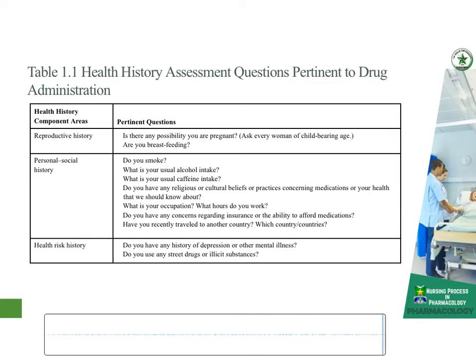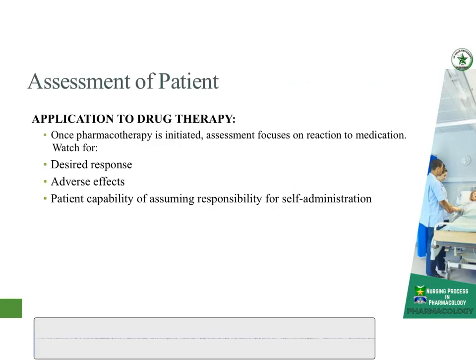Okay, so ang pag-identify sa ato ang high risk patients, mag-start na gani ang ato ang pharmacotherapy. Okay, so assessment focuses on reaction to medication, and you should watch out for these three data. They are needed to evaluate the effectiveness of the drug regimen, to see if we have the desired response, so we need to know the baseline data to evaluate the therapeutic effects.